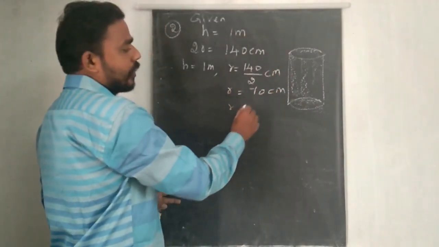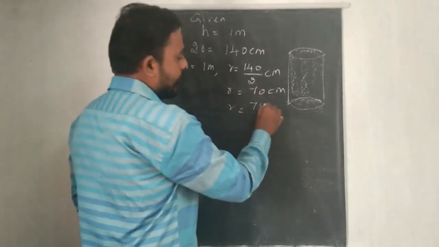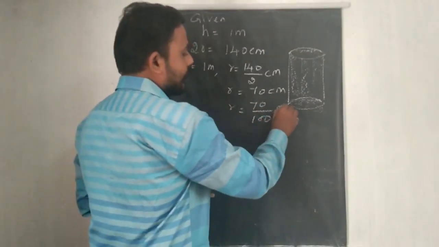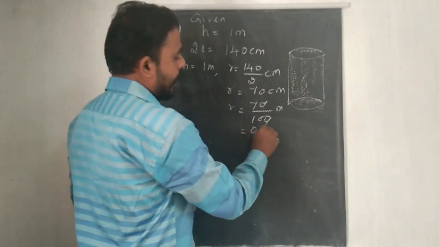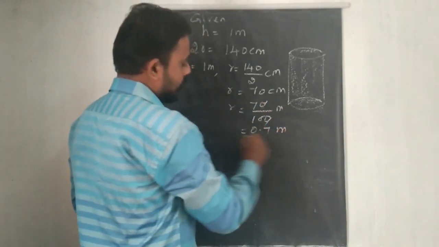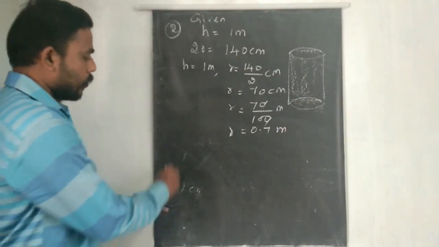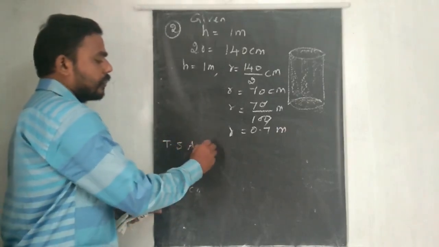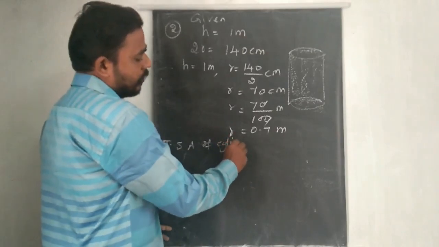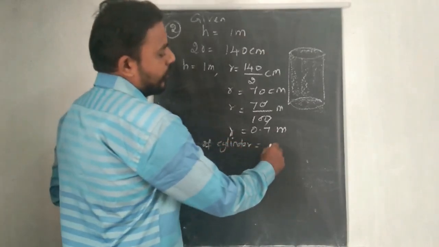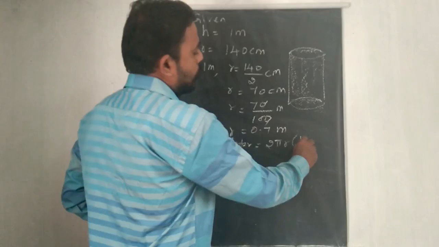But R we need to convert into meter. For that we need to divide by 100. One thing you can cancel, so 0.7 meter. R equal to 0.7 meter and H is equal to 1 meter. So total surface area of cylinder, you know, is 2 pi r into H plus R.